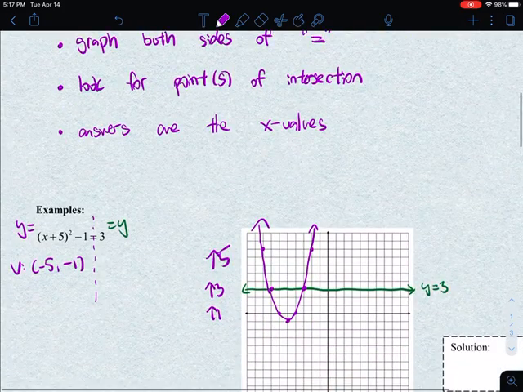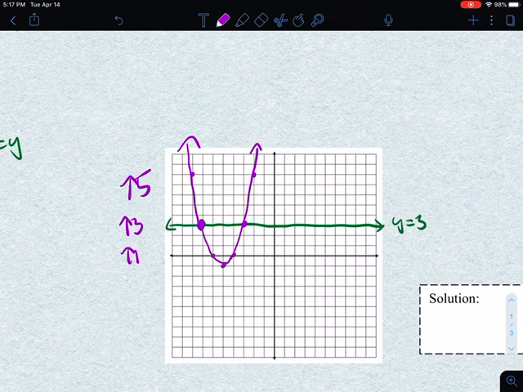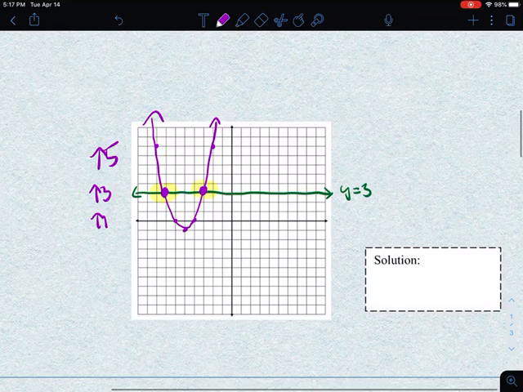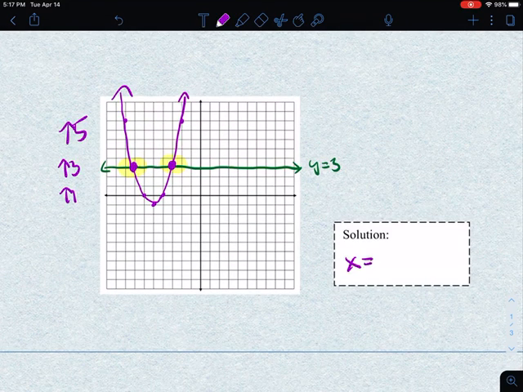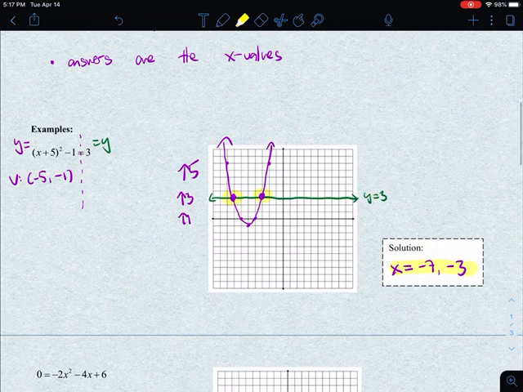Okay, so that's step 1: graph both sides of the equal sign. Step 2, look for points of intersection. Well, here they are, right over here and right over here. Let me highlight those. And then the answers are the x values. Remember, we only care about what the x values are. For the one on the left, it looks like x equals negative 7, and the one on the right looks like negative 3. So my final answers will be negative 7 and negative 3.